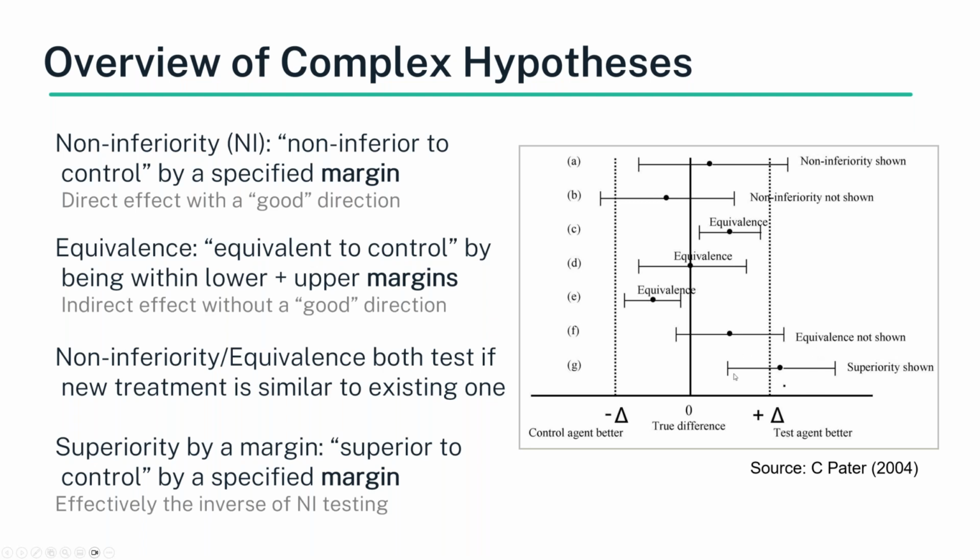If we wanted to show superiority by a margin, then the whole confidence interval would need to be above this superiority margin or super superiority margin to demonstrate the superiority by a margin in the new product.